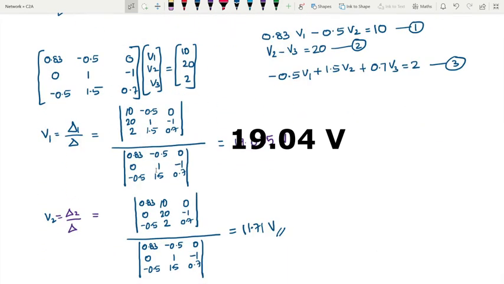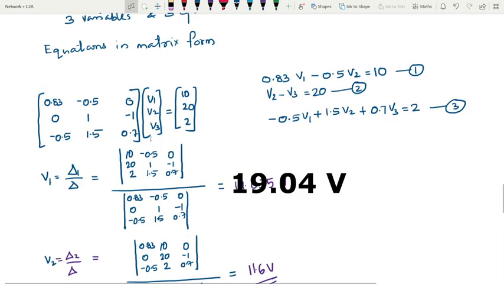In this case, it is to be noted that you can easily find the determinant of a matrix by means of a calculator. We know V1 is equal to delta 1 by delta, where delta 1 is the determinant of this matrix when we replace the first column entries with this entry. And delta is the determinant of this matrix. Similarly, delta 2 is the determinant of this matrix when we replace the second column entries with this entry. Similarly, delta 3 is the determinant of this matrix when we replace the third column entries with this one. In that manner, you can calculate delta 1, delta 2, delta 3 and delta.